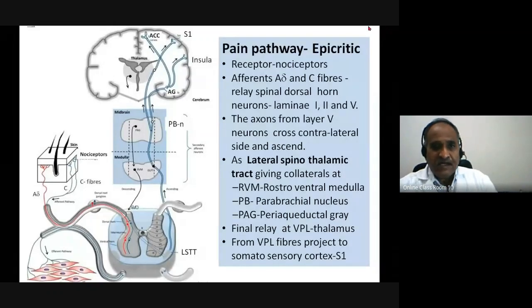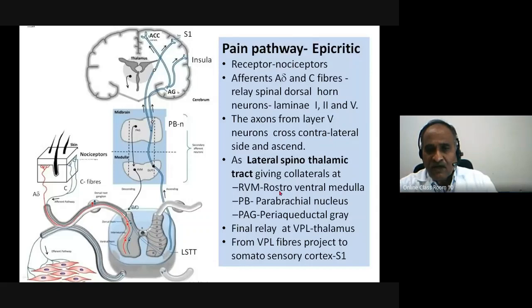The epicritic pathway starts with the receptor, the free nerve endings, carried by the C fiber and A delta fiber, reaching the dorsal root ganglion and the dorsal horn neurons, layers 1, 2, and 5. From layer 5, the projecting neuron will cross to the opposite side and ascend as a lateral spinothalamic tract. This lateral spinothalamic tract concerning the epicritic pain is the neospinothalamic tract.